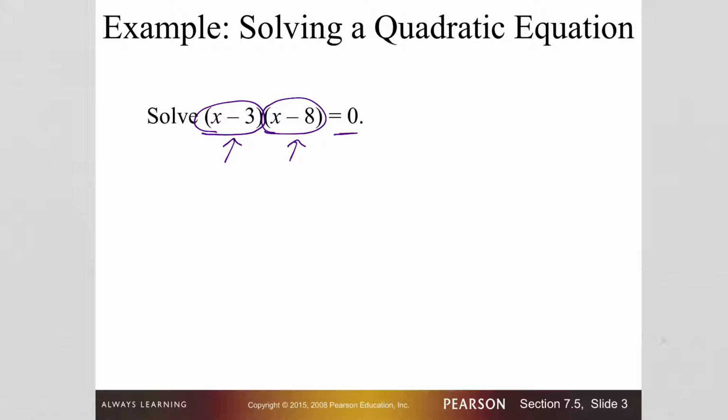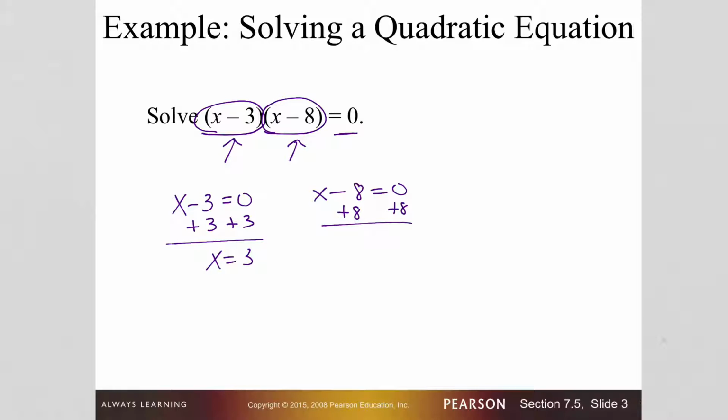So what you do in order to solve for x here is you take each set of parentheses and you set them equal to 0 and you solve. So you would add 3 on this one. So I get that x is equal to 3, and I'm going to add 8 on this one, and I get that x is equal to 8. So x is either equal to 3 or x is equal to 8. And so you can check your work with these problems.